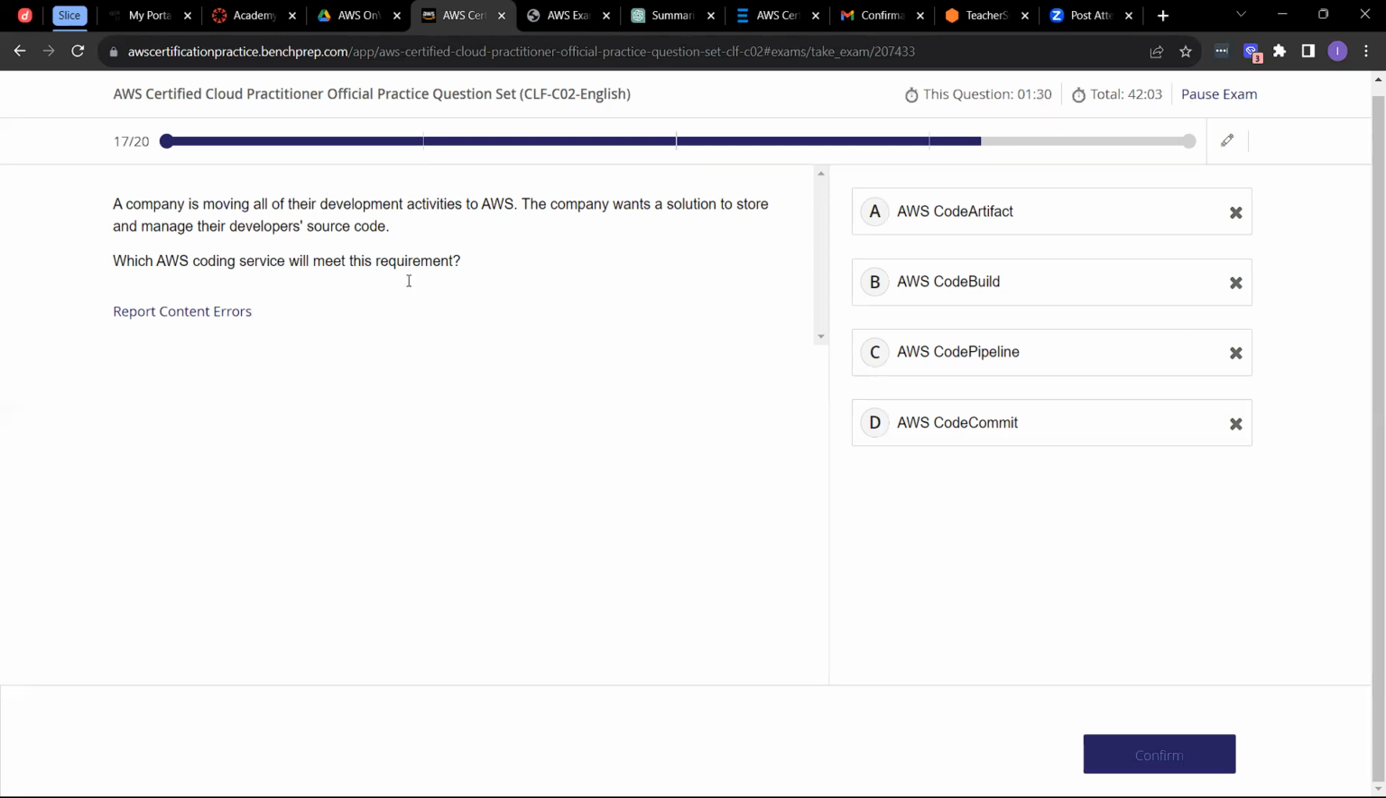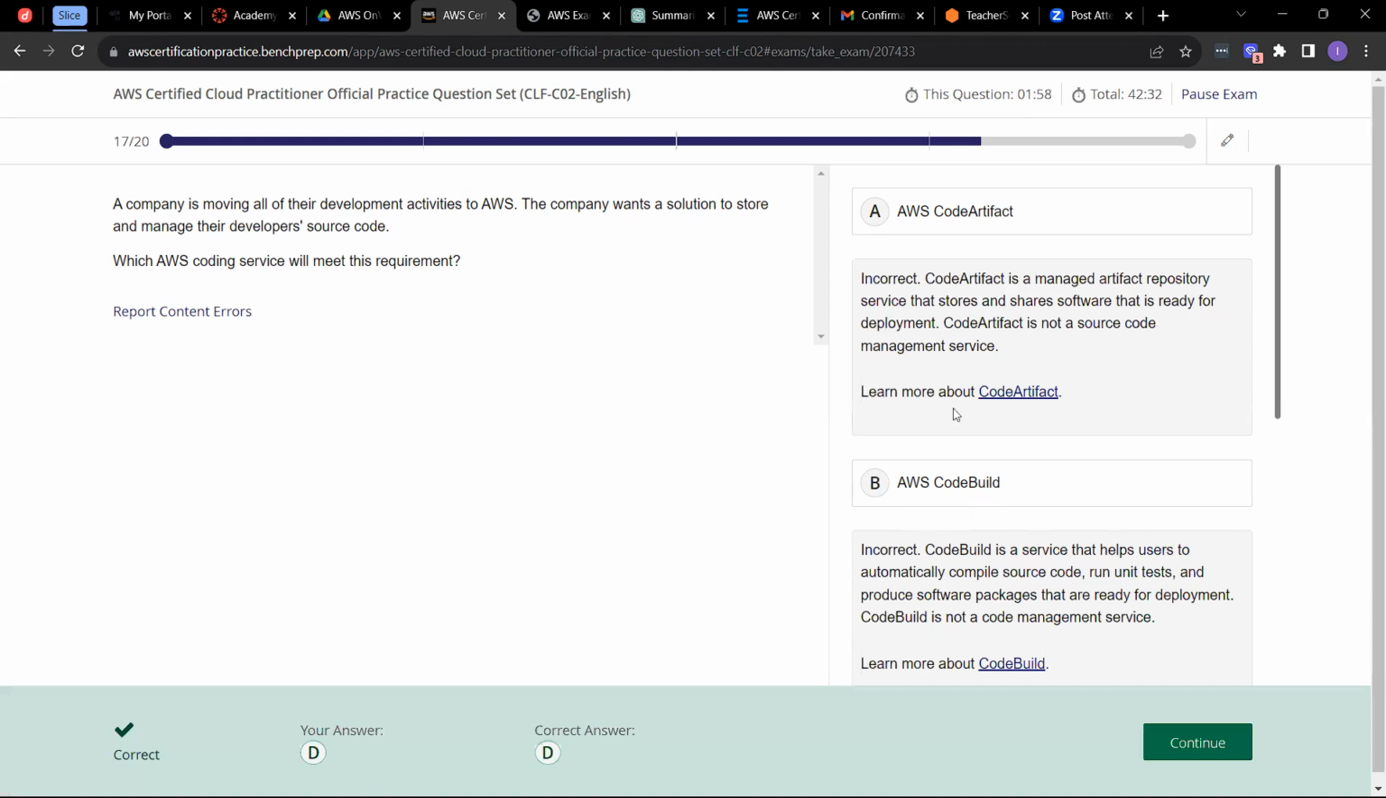The company is moving all of their development activities to AWS. The company wants a solution to store and manage their developers' source code. Code Artifact, CodeBuild, CodePipeline, CodeCommit. So I saw A, and now there is D, D, D, D. Okay, so choose D then. D is actually the correct answer, but we'll read the wrong ones to understand them.